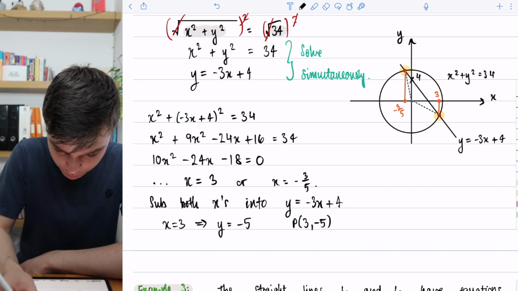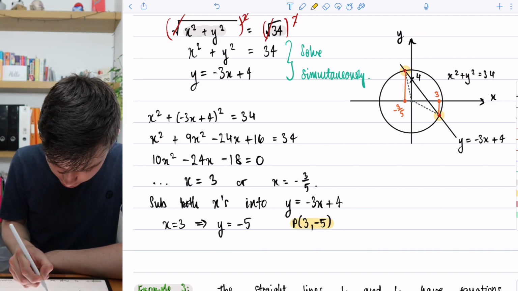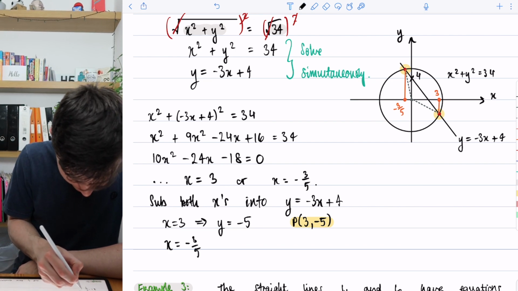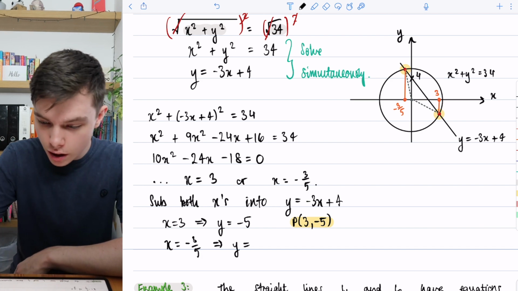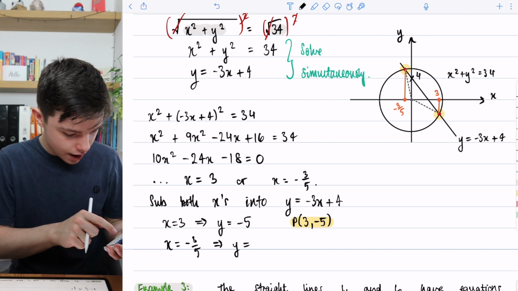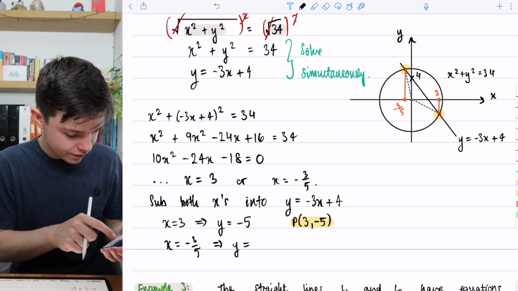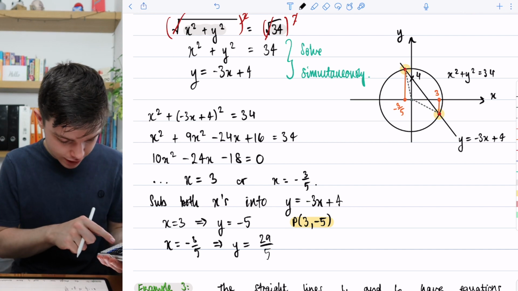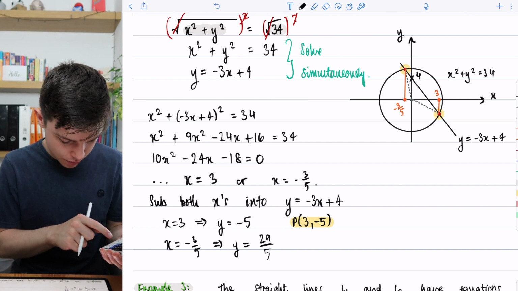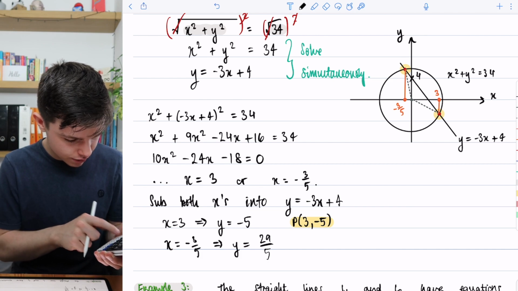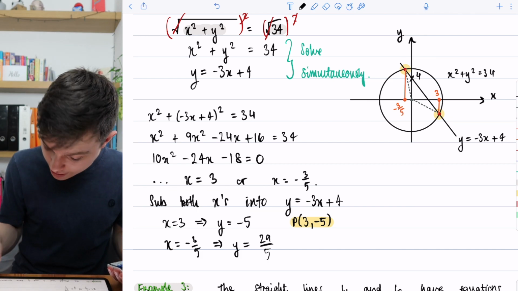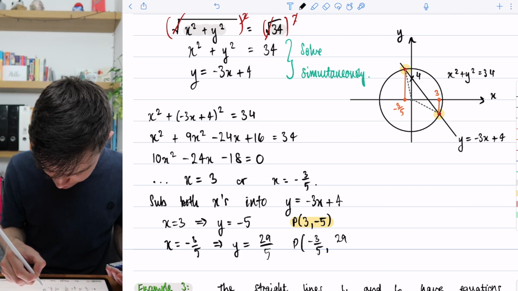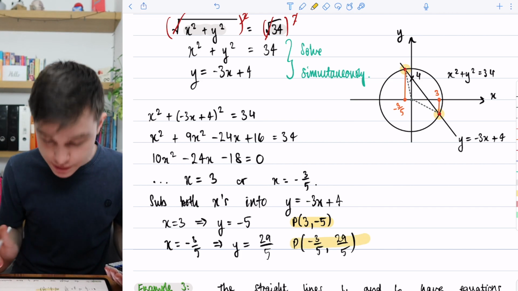Or we could have x to be at minus 3/5, and that would give me a y value of, let's put that in the calculator, minus 3 times minus 3 over 5 plus 4. That's going to give me 29 over 5. Let's just check I did that other one right as well. Minus 3 times 3 plus 4 is minus 5, perfect. So then the second position of P could be (minus 3 over 5, 29 over 5). And those are the two positions of P.